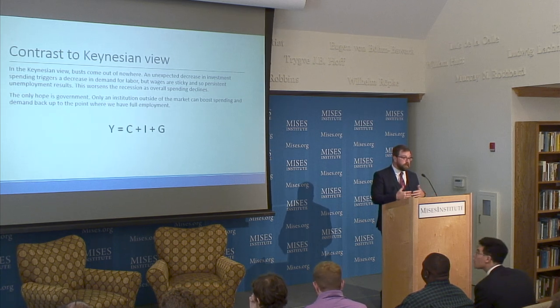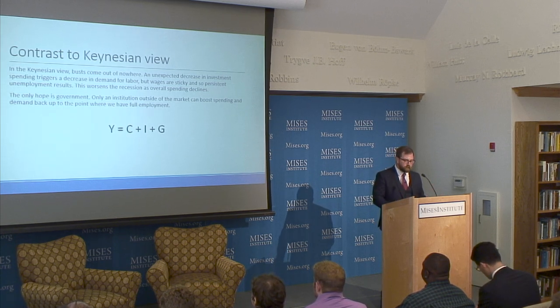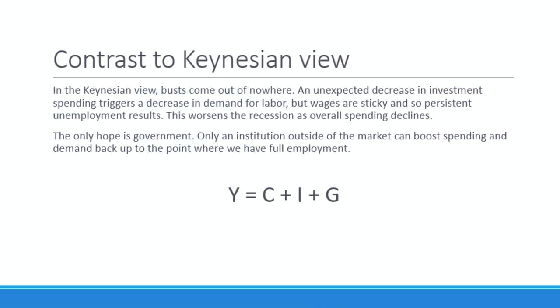It's almost like a complete opposite of the story that I just told you. In the Keynesian view, busts come out of nowhere, usually from this hard to describe instability in investment spending. So there are these capitalists operating on whims. They have these animal spirits that are either optimistic or pessimistic. And so all of a sudden, people just get pessimistic and they pull their funds out of the market. And so investment spending tanks.